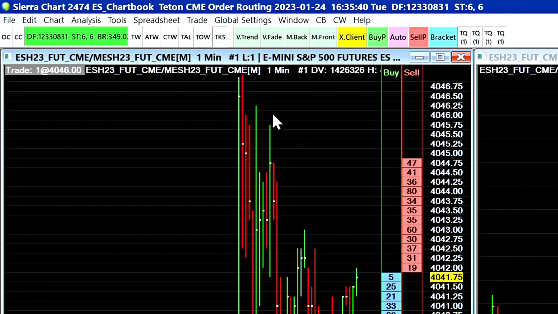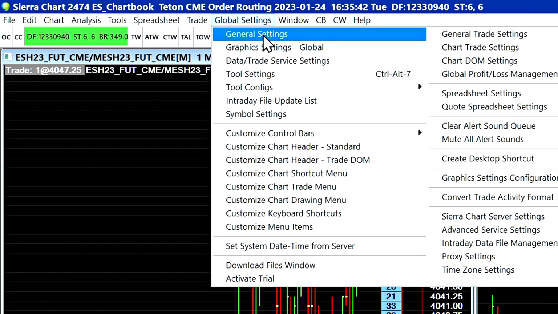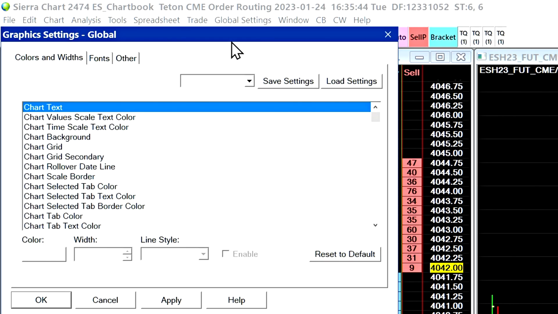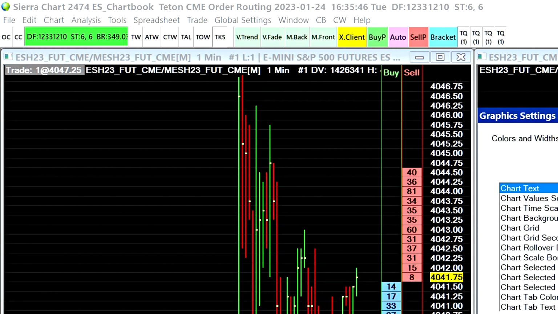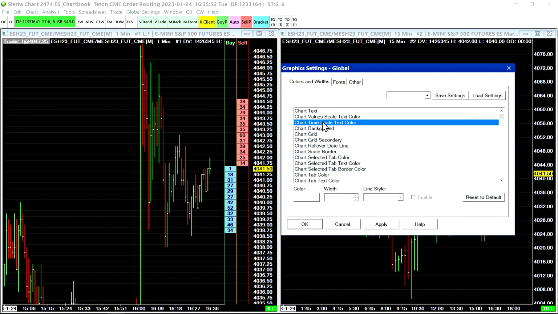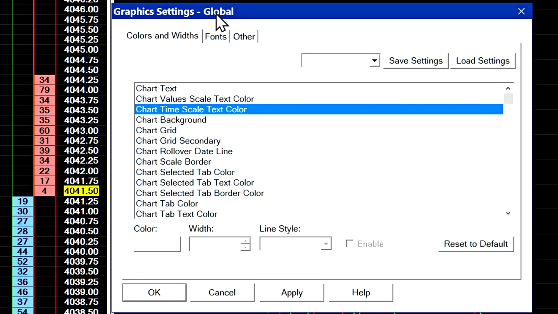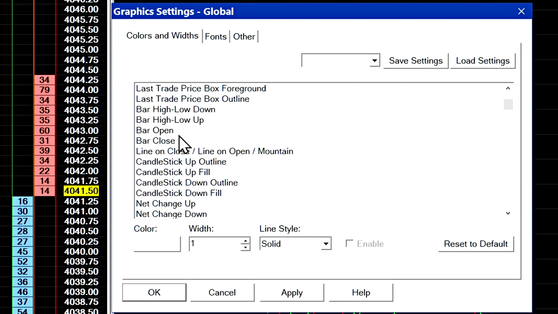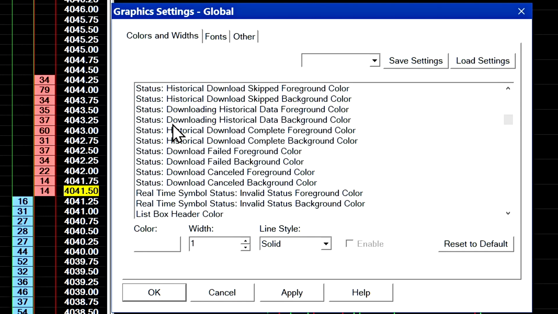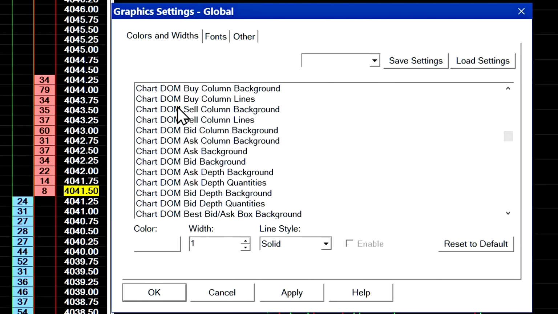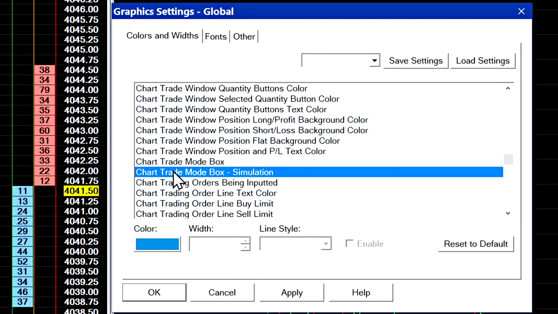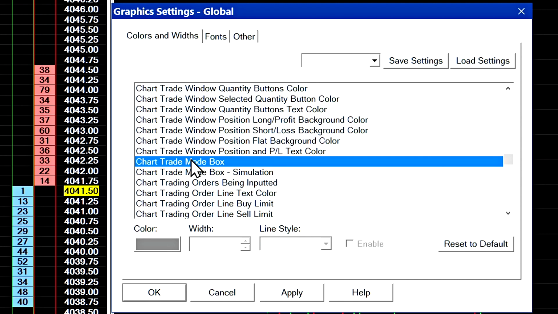Now, in most cases, it's recommended to use the global graphics settings because these settings are going to apply to any chart that you load into Sierra Chart as long as you have that checkbox enabled in the chart graphics settings. And it should be enabled by default when you open a new chart. So now that I'm in the Graphics Settings Global, I'm going to scroll down until I find the setting I'm looking for. And it's this right here, which is the Chart Trade Mode box.